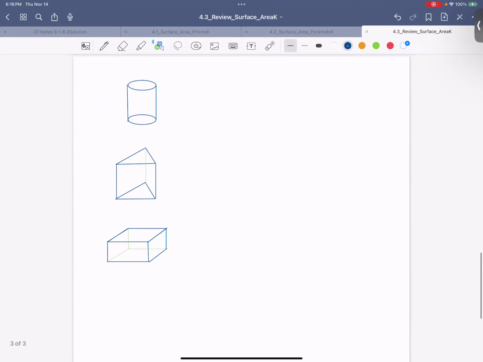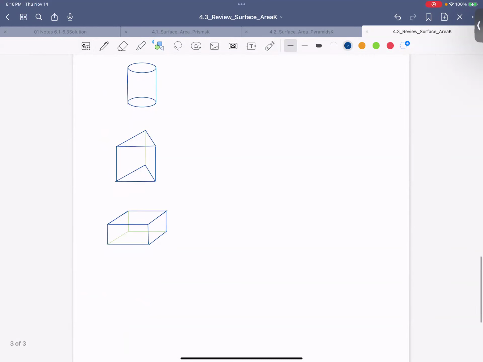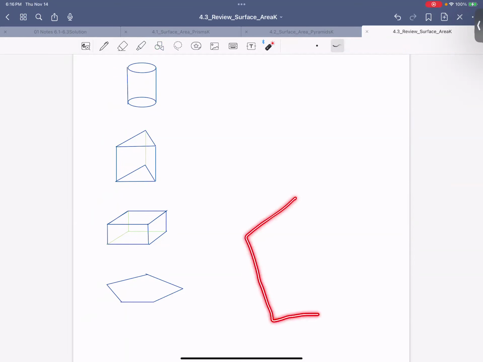Third one, rectangular prism. Next, a pentagon. Some people ask, you said it's a regular pentagon, so why don't you draw a regular pentagon? It's 3D. When you draw 3D, you cannot draw the shape as if you were looking straight down. Just like when you look at your room, those shapes which should be rectangular look like a parallelogram when you view them from a distance.